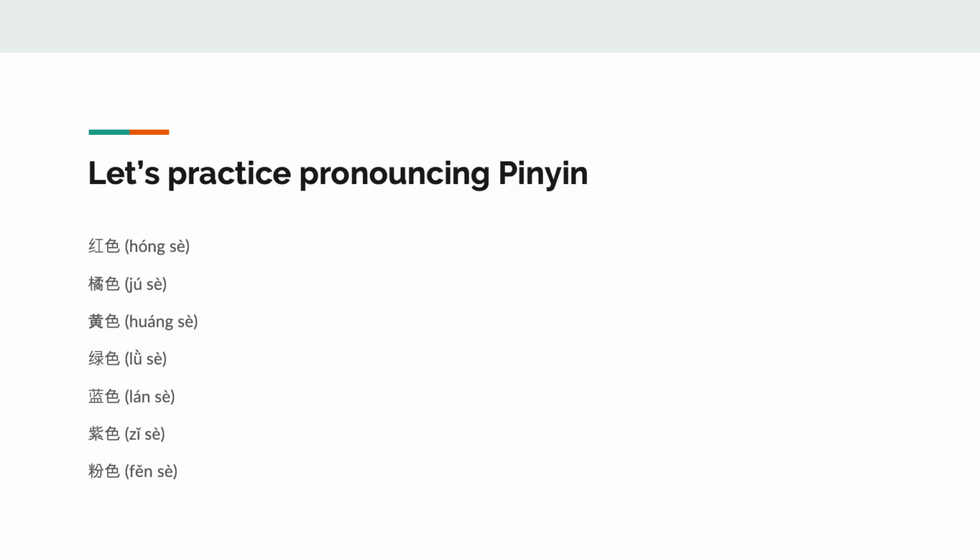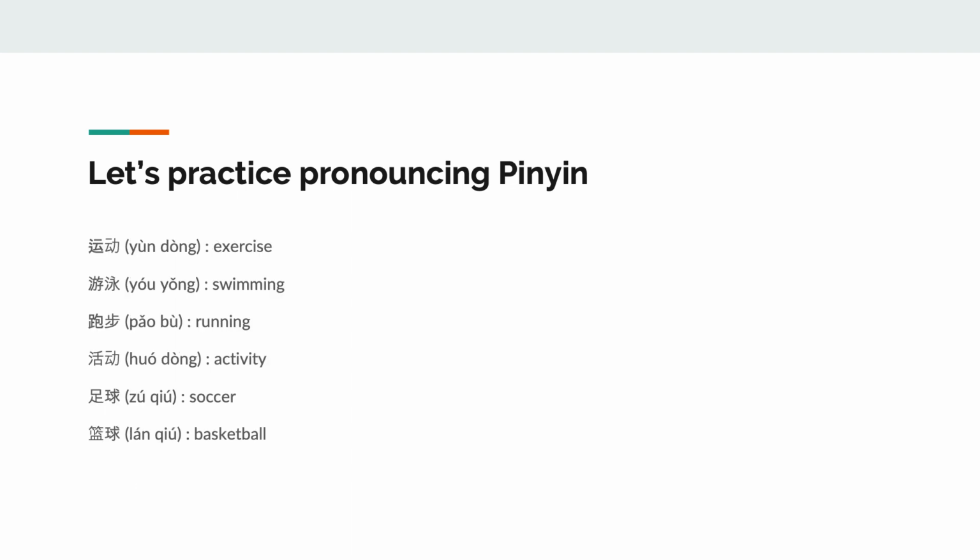Let's practice pronouncing more pinyin. Here is a list of colors. 红色 means red. 橘色 means orange. 黄色 means yellow. 绿色 means green. 蓝色 means blue. 紫色 means purple. And 粉色 means pink.